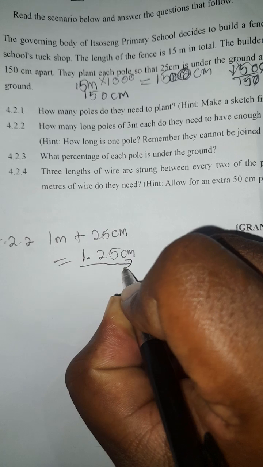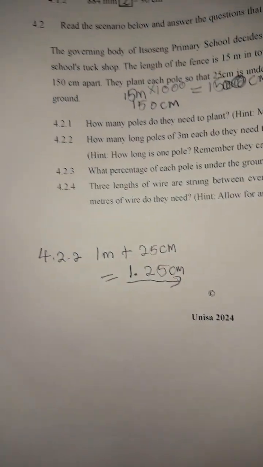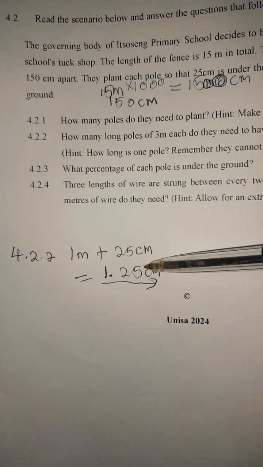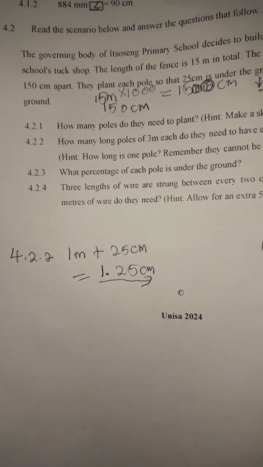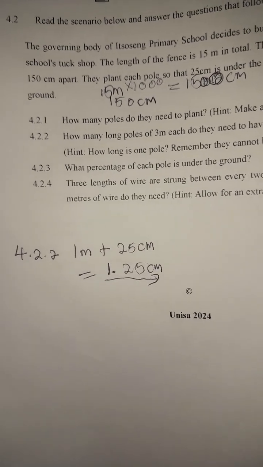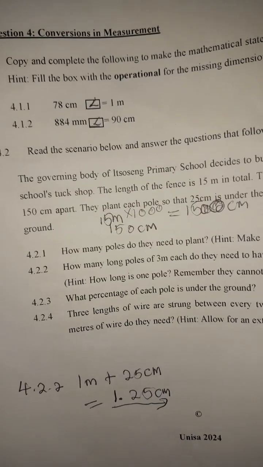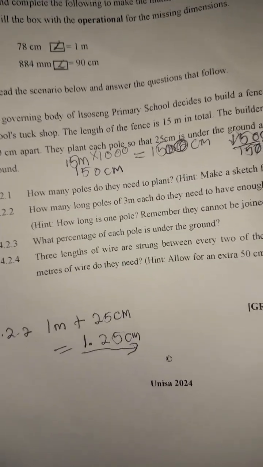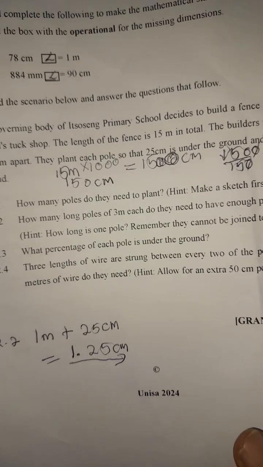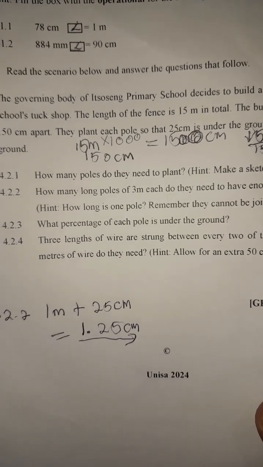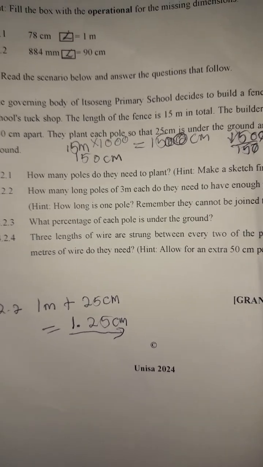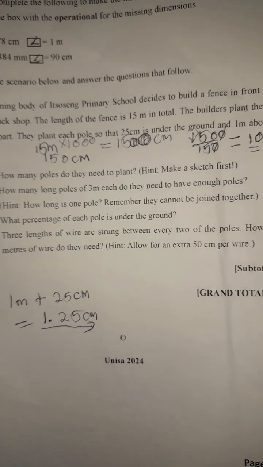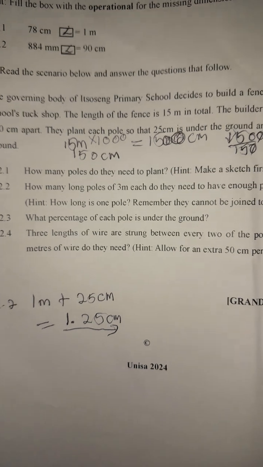So firstly, you'll do well to convert. So from here we are going to get 1.25. So do your conversions, guys. You need to convert meter to centimeter. So when you add this, you are going to have 1.25. Are we done? No. Remember, they said how many long poles of 3 meters do they need to have enough poles? We are not done, guys.